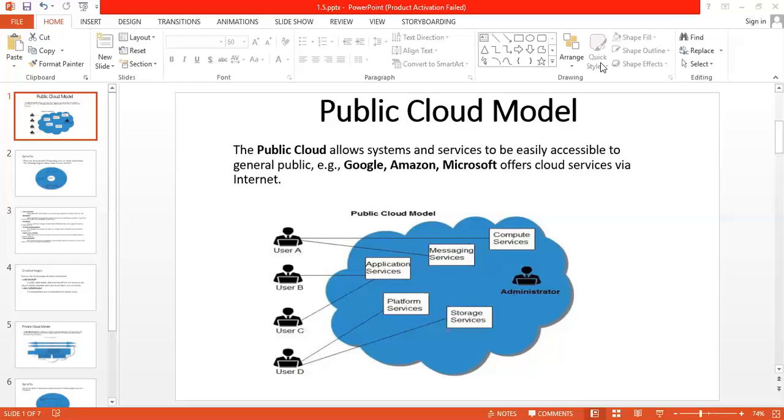Various types of service providers are there, and they are providing services like user B is using application service, and at the same time user C is going to use application service. Whoever wants whichever kind of data, accordingly they can use that data. So the public cloud model is easily accessible.